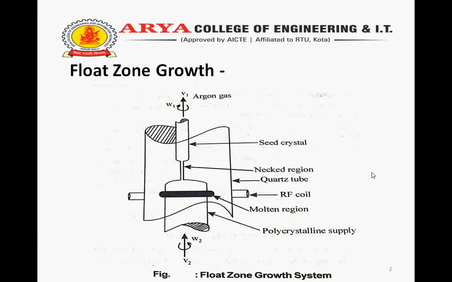In float zone growth, a rod of high purity polycrystalline material is held in a chuck while a metal coil driven by a high power RF signal is slowly passed along its length. The field set up by the RF power induces eddy current in the rod. This eddy current leads to joule heating. The coil power is such that the part of the rod closest to the coil is melted.